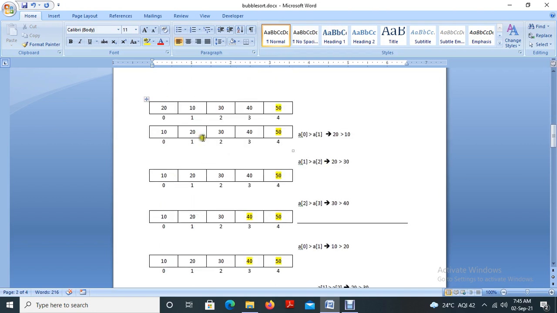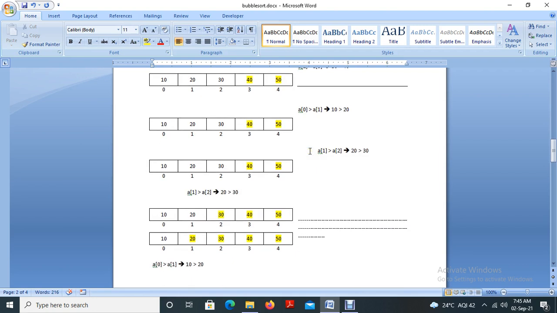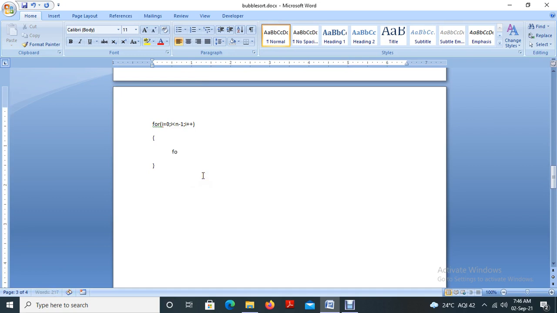In the second iteration, A0 A1, A1 A2, A2 A3, and we stop. We didn't go for A3 and A4. We are not going to compare A3 and A4 because A4 is already sorted. In the next iteration we stop up to 3. We are not touching 3. That means after each iteration the comparison is reduced one by one from the last. Am I right? So we have to write a for loop in such a way that we reduce the comparison one by one after each iteration.